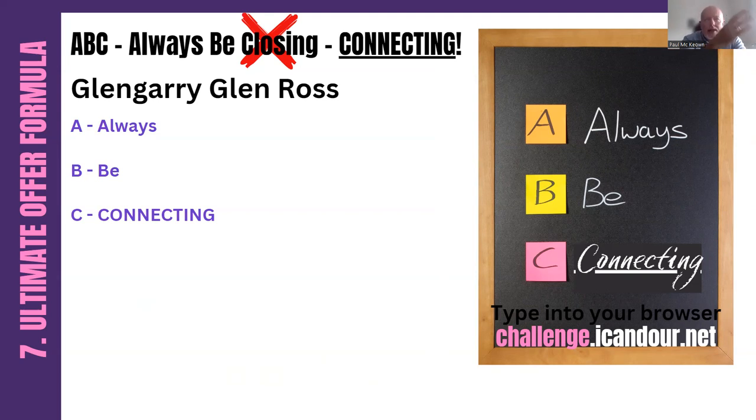And this is why I disagree with the statement, ABC, always be closing. I prefer it to represent always be connecting. Because when you build a relationship with somebody, let's say, for example, with your life partner, your husband, your wife, your spouse, whatever, then this is what you're doing. You're building a relationship. When you build a business partnership with somebody, you're building a relationship. And this is what you should be doing with all of your clients.